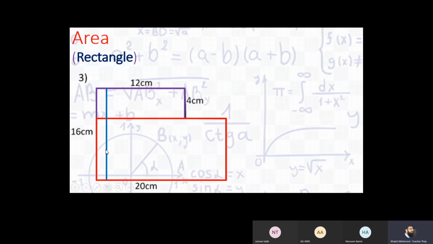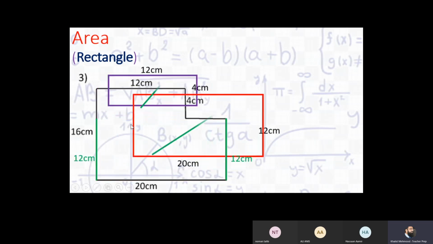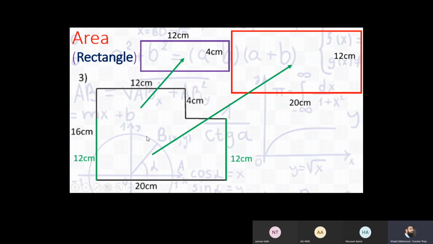So I'm taking this 16 centimeter here, and this is here. Now we calculate 16 minus 4 to get this side. So 16 minus 4 is equal to 12 centimeter. So this 12 centimeter is the length of both sides. And this is why we have the perimeter, both the sides.